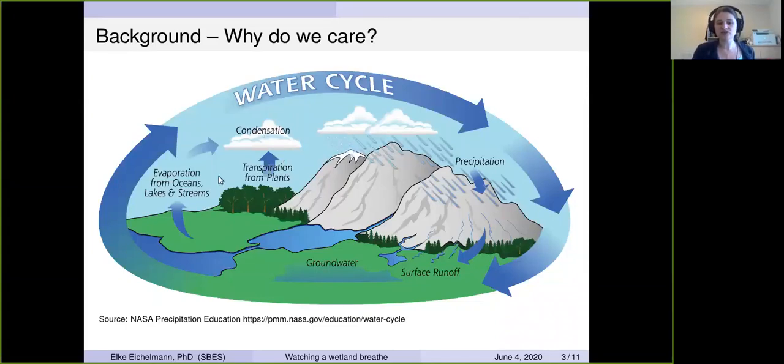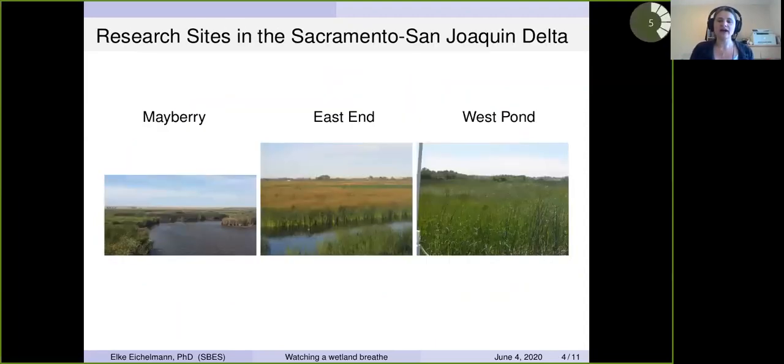So being able to understand how transpiration changes as environmental conditions change, such as temperature or CO2 levels, is also a really important thing to know, so that we can hopefully predict how the water cycle might respond to future climate scenarios. And so I had the opportunity to study the water cycle, and specifically evaporation and transpiration, in more detail in these different wetland sites that are located in the Sacramento-San Joaquin River Delta in California.